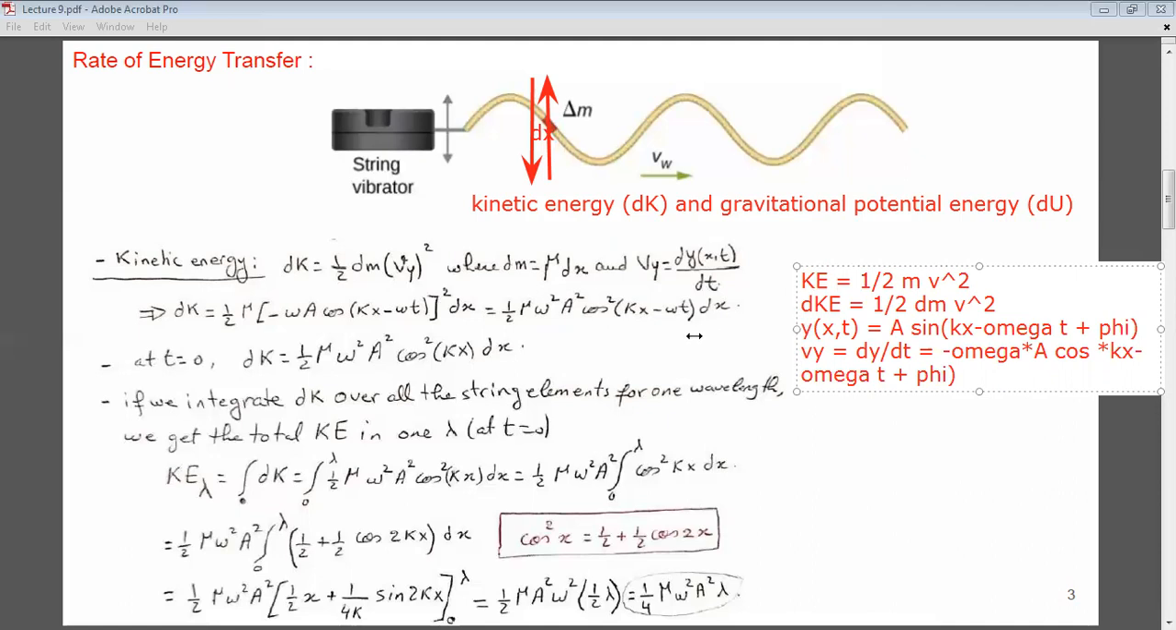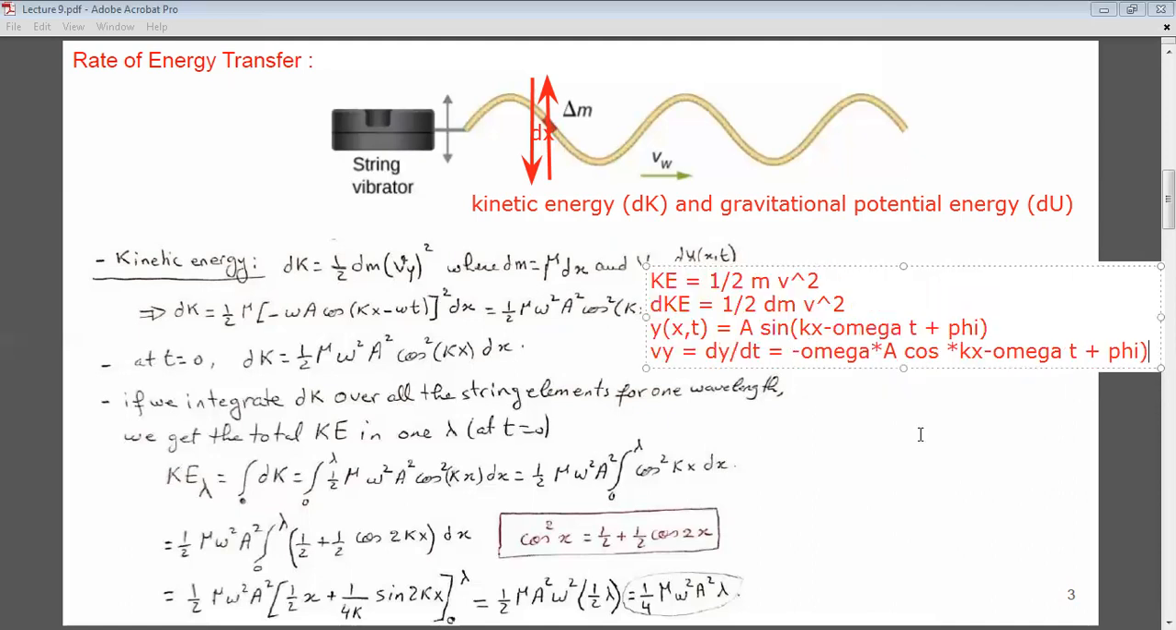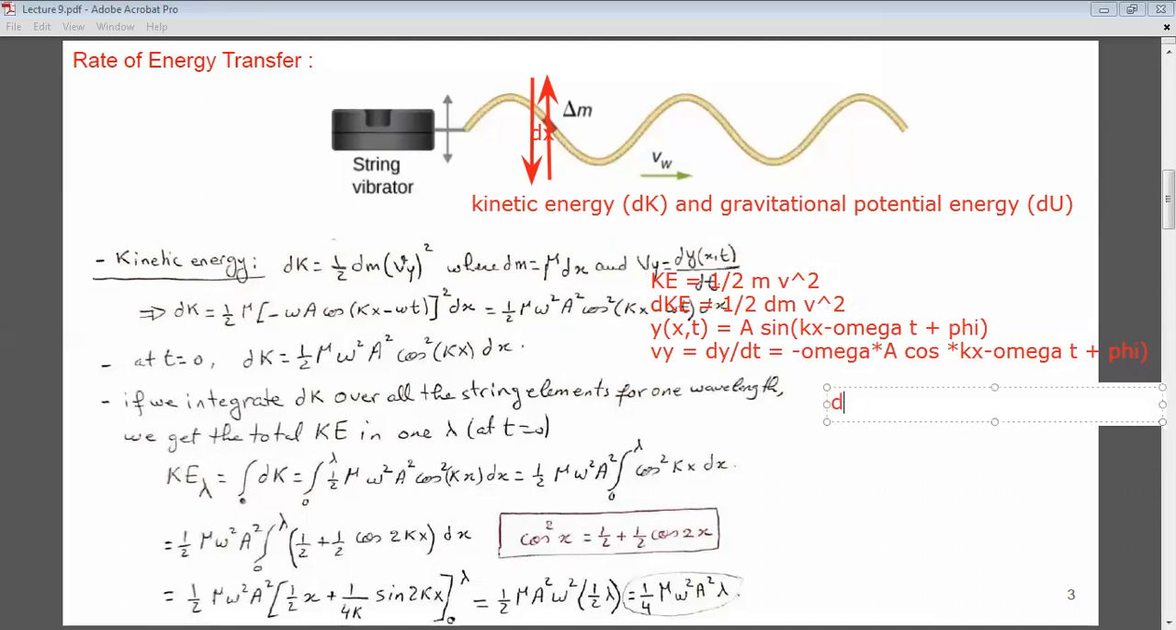Okay, so this is my Vy. And what is dm? Here you have to remember that mu is equal to mass over length. So dm is mu times L, which is dx in this case, because it is this infinitesimal segment of the whole thing.